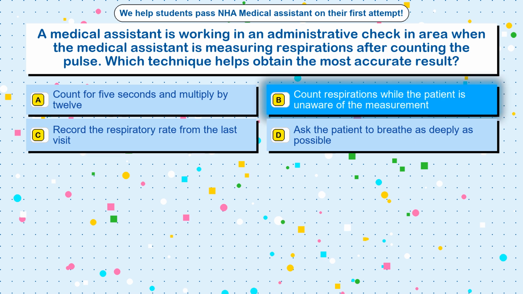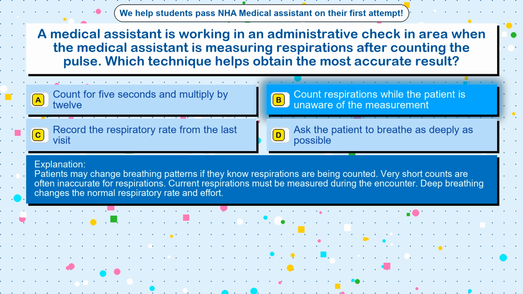The correct answer is option B, count respirations while the patient is unaware of the measurement. Patients may change breathing patterns if they know respirations are being counted. Very short counts are often inaccurate for respirations. Current respirations must be measured during the encounter. Deep breathing changes the normal respiratory rate and effort.